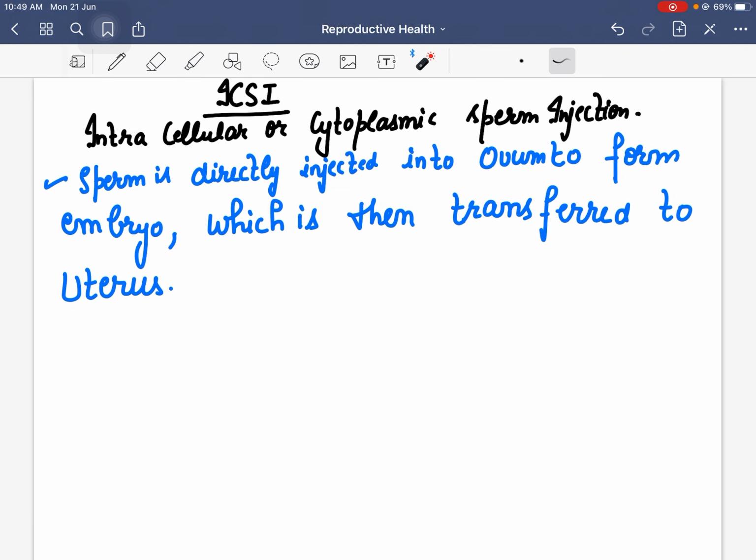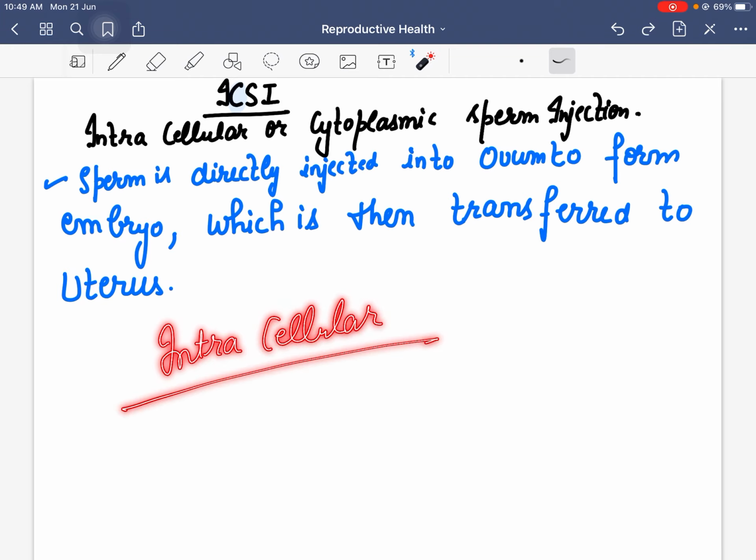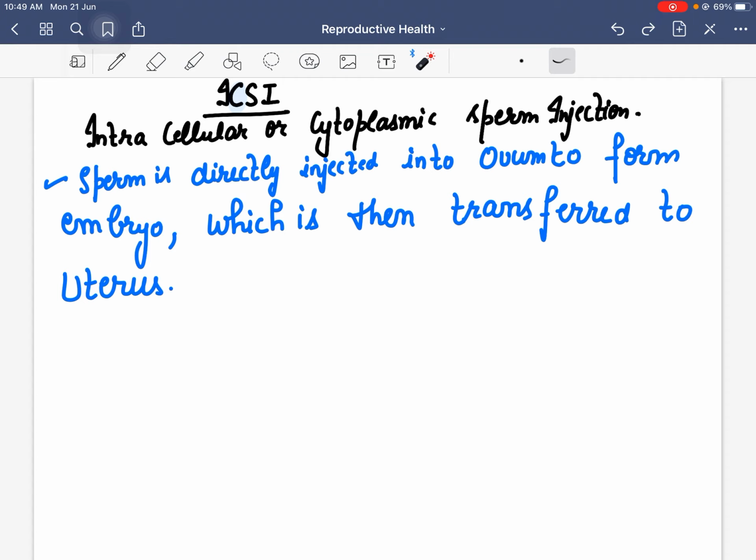The last one, which is very commonly used these days in fertility clinics, is ICSI, Intra Cytoplasmic Sperm Injection, right. In ICSI, the sperm is directly injected into the cytoplasm of the ovum to form the embryo. Many times we write it as Intracellular Cytoplasmic Sperm Injection. We write cellular because the ovum is a cell, so we directly inject the sperm into the ovum. We do not wait; we inject directly into the ovum and form the embryo.